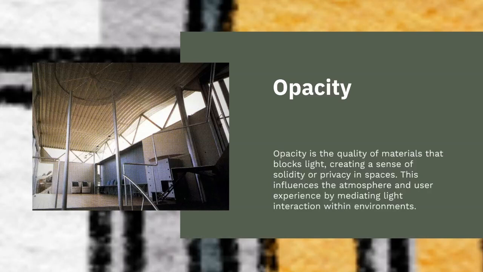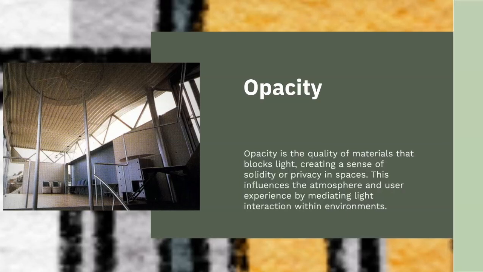Our next term is opacity. Opacity is the quality of materials that blocks light, creating a sense of solidity or privacy in spaces. This influences the atmosphere and user experience by mediating light interaction within environments.